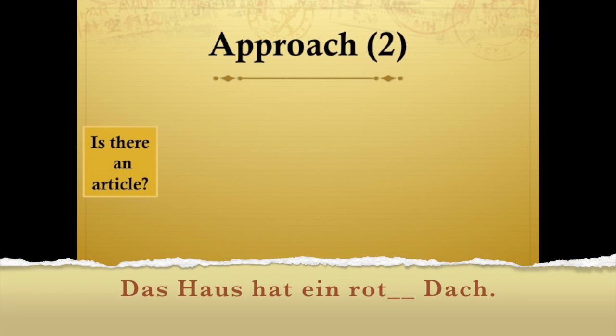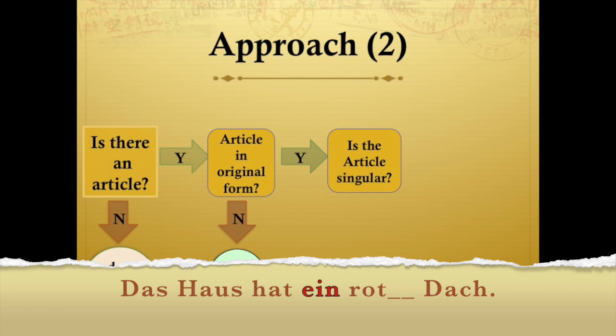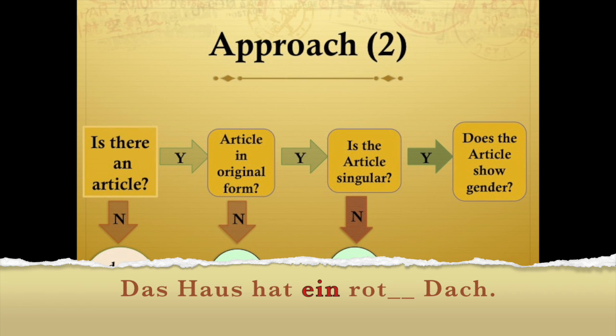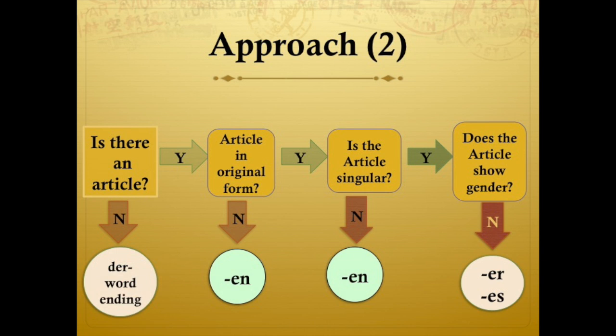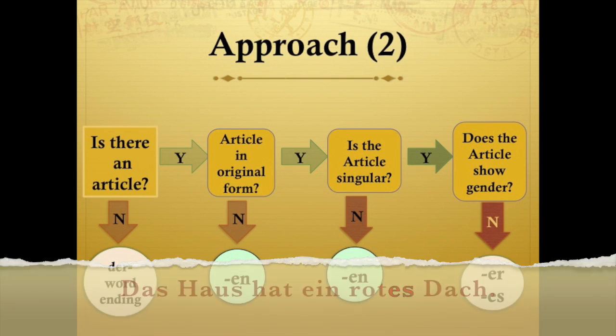Let's apply this to an example. Das Haus hat ein Rotdach. Is there an article? Yes, ein. Is it in the original form? Yes, ein is a nominative case form. Is it singular? Yep, it is. And does it show gender? No, because ein could be masculine or neuter. We have to then attach an es to rot to indicate the neuter.